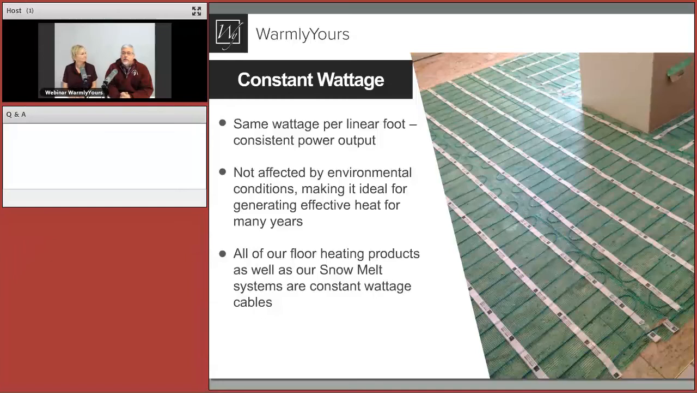So constant wattage is always going to give off the same watts per linear foot. Some people are familiar with self-regulating cable. Self-regulating cable we sell a lot of, but we sell it outdoors for doing your roof and gutters, because the colder it gets, the more power it uses and the more watts it gives off as heat. But with constant wattage, we know exactly what it's going to be. It's always going to give off the same amount of heat because it's always going to be the same wattage per linear foot. So we know that this is a very good product.